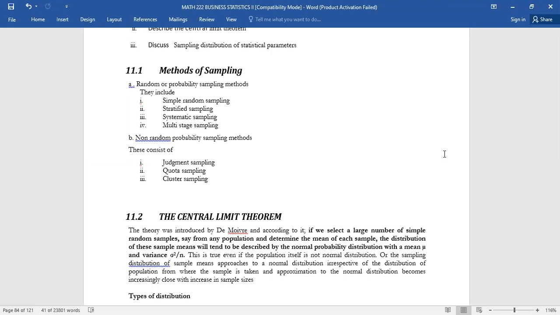A good example of random sampling is a lottery. When you are doing a lottery, the cards or the raffles are shuffled, and then we pick one from the raffles. That's what we mean by random sampling.